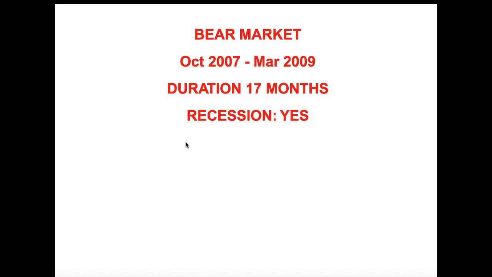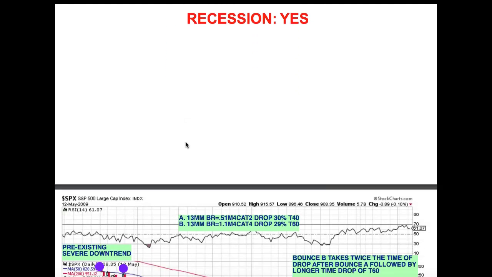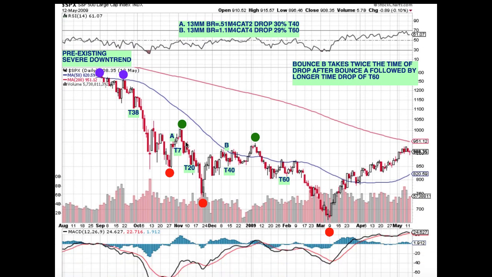Now, bear market, 2007 through 2009, duration 17 months, and yes, there was a recession at the time. Conditions are quite different from the current conditions. Nonetheless, you've got the bounce A, bounce B. Some of the time frames are matching somewhat. The pre-existing condition was a severe downtrend, double top, drop off for 38 days, bounce for 7 days, another drop for 20 days, bounce for 40 days, and then a drop for 60 days.